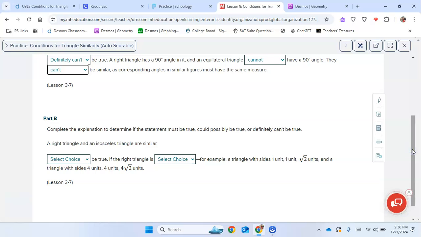Complete the explanation to determine if the statement must be true, could possibly be true, or definitely can't be true. A right triangle and an isosceles triangle are similar. Yeah, they could be similar if the right triangle is isosceles. So let's see, could possibly be true. If the right triangle is isosceles, for example, a triangle with side units 1, 1, and the square root of 2, and a triangle with 4, 4, and 4 times the square root of 2 units.